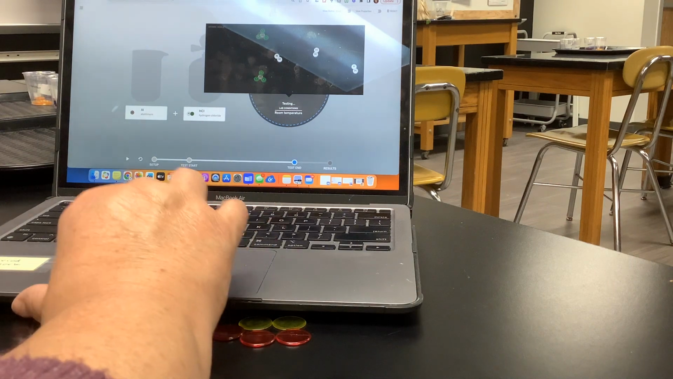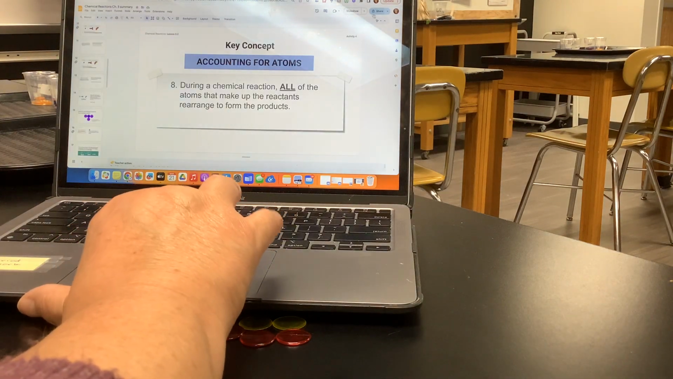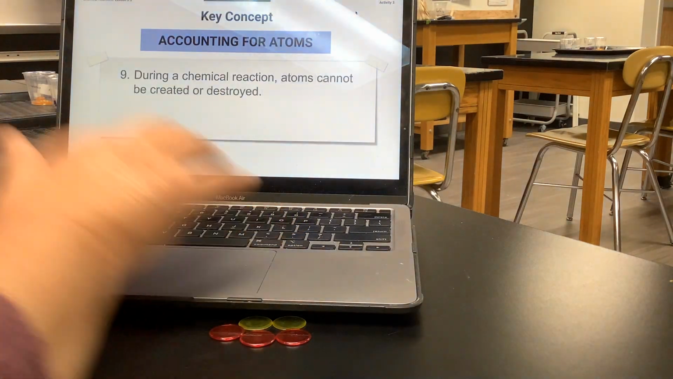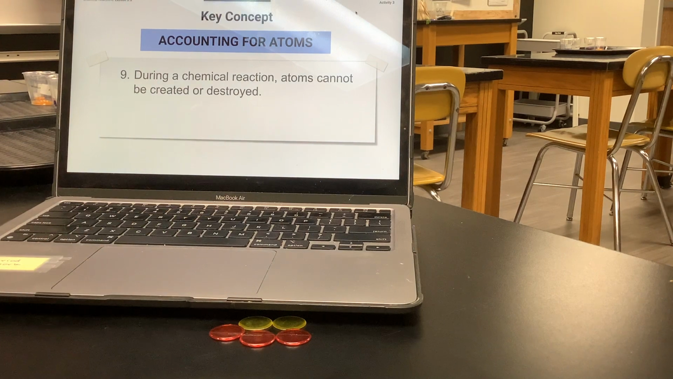All right, let me come back to our last key concept, and then we're finished for the day. Again, key concept number 9 is the law of conservation of matter. During a chemical reaction, atoms cannot be created or destroyed. Okay? All right, I hope that makes sense for you guys.